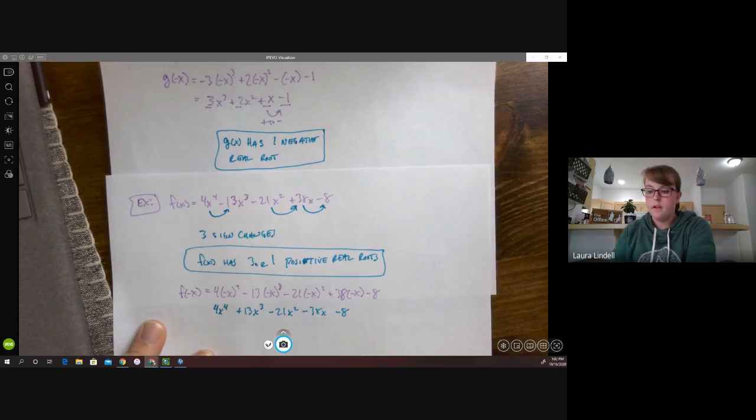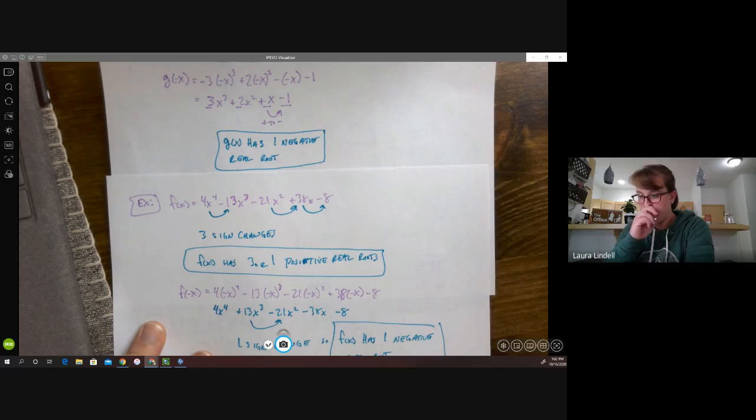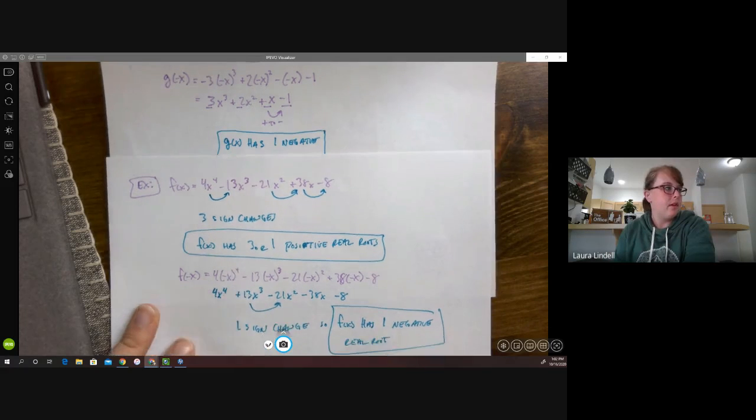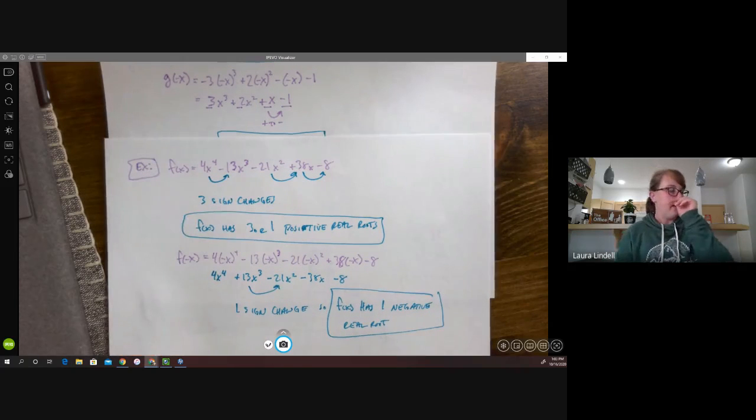All right, so for this one, how many sign changes do we have here? Yep, just 1. So that means it has 1 negative real root. Okay. So we get 3 or 1 positive real roots and 1 negative real root based on Descartes' rule of signs.